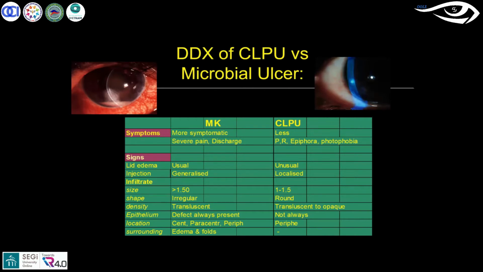But when it comes to microbial keratitis, the infiltrate location could be anywhere. It could be paracentral or peripheral, and the shape of the infiltrate is also irregular, and it could be larger than 1.5 mm. There is also severe congestion and lid edema. With this you can differentiate between MK and CLPU.